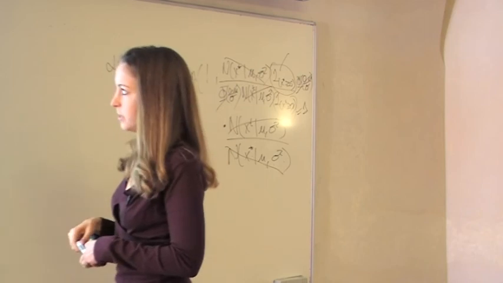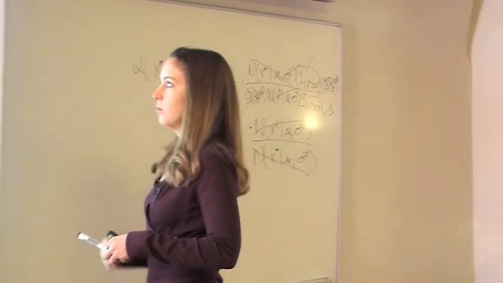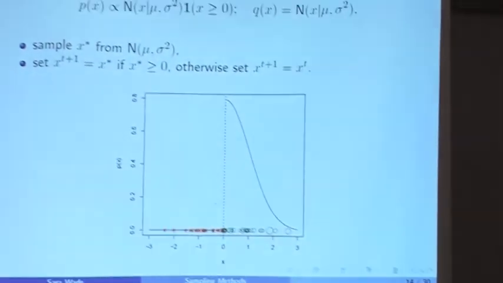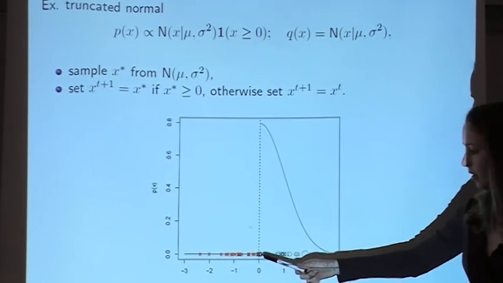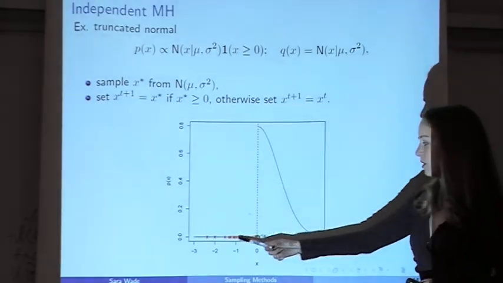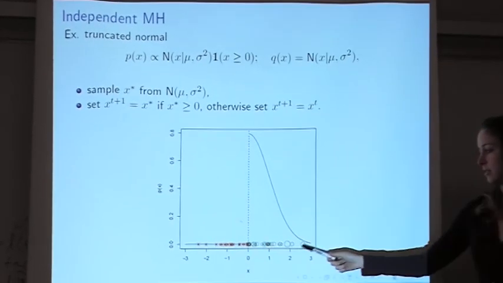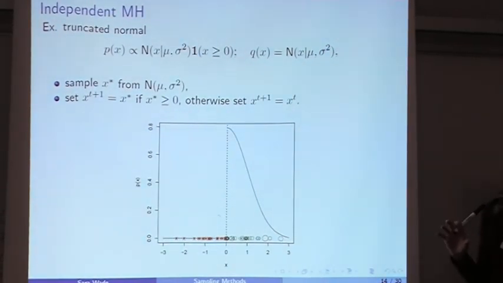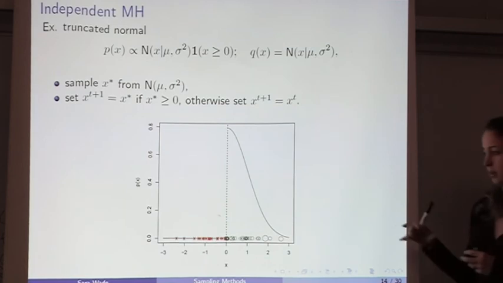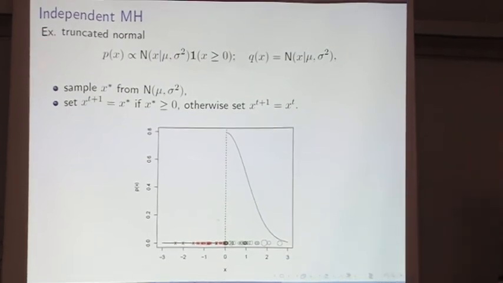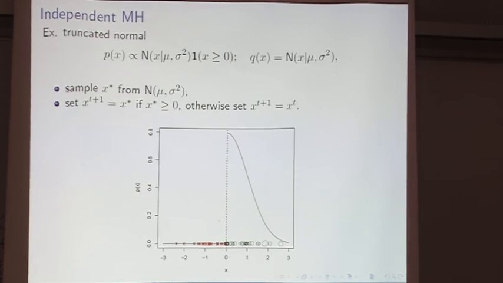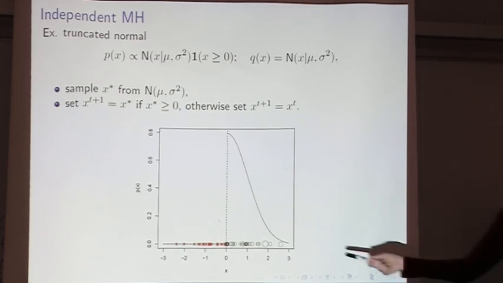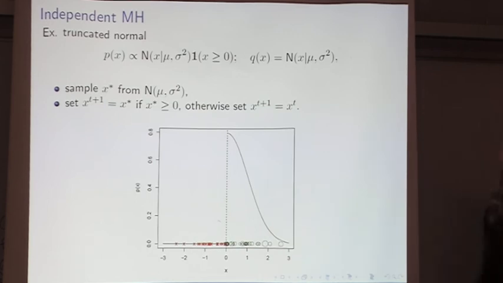Okay, so here's some samples from the truncated normal using an independent Metropolis-Hastings algorithm. Here the crosses are my rejected samples, and these are my accepted samples, and the size of the circle represents the number of samples equal to that point. Right, because if we reject, we set our new state equal to our current state. So we may have multiple values of the same sample here.